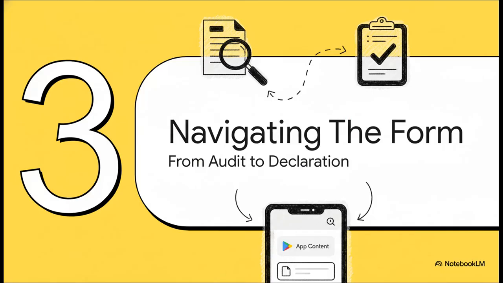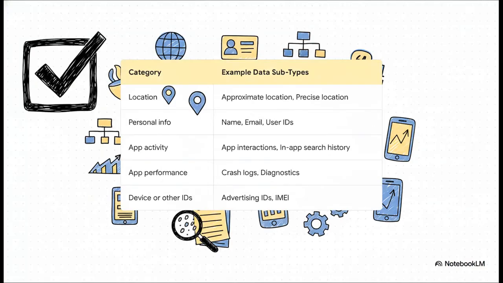Moving on to section 3. So once your audit is done, it's time to actually translate all those findings into the declaration. You'll find the form right inside your Google Play console, under the App Content section. Now, when you get into the form, you're going to see a list of data categories that looks something like this, and this is where all that audit work really pays off. You'll just go through and check off everything you found, whether it's location, personal info, app performance data, or those device IDs. It really gives you a sense of the detail Google is looking for.